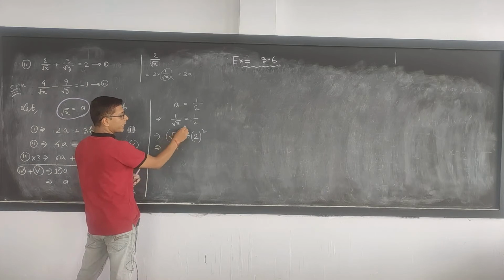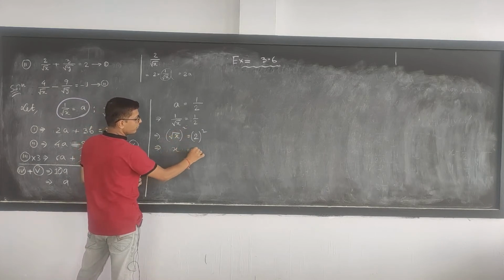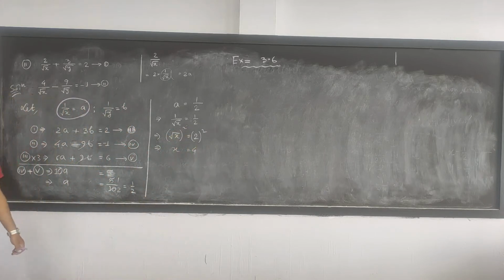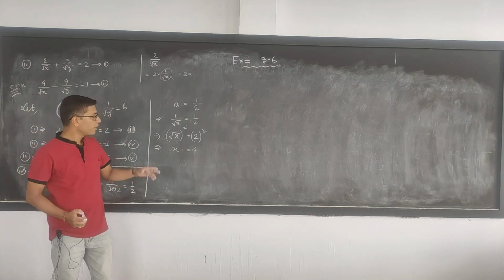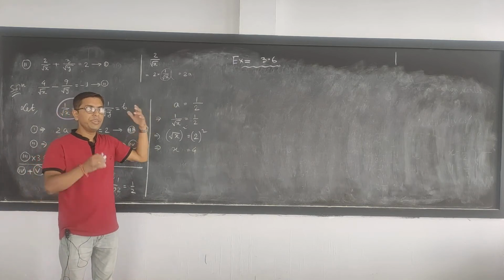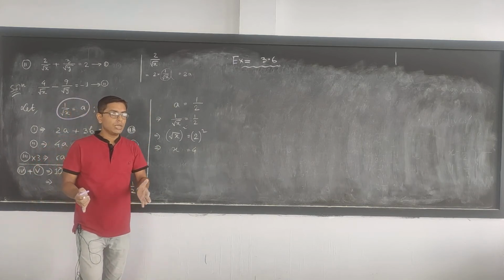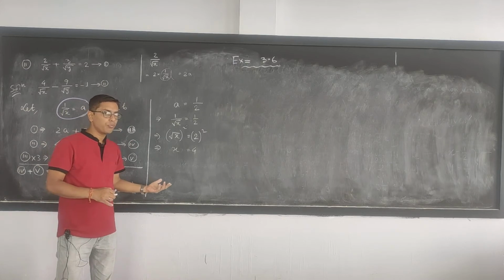This square root will get cancelled. So x will be equal to 4. Got it? x equals 4 we have got. Now there are two ways. Either you can find out the value of b, and then you can get the value of y.